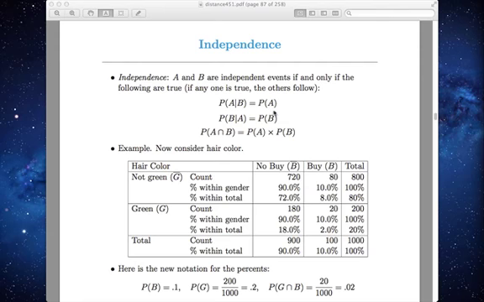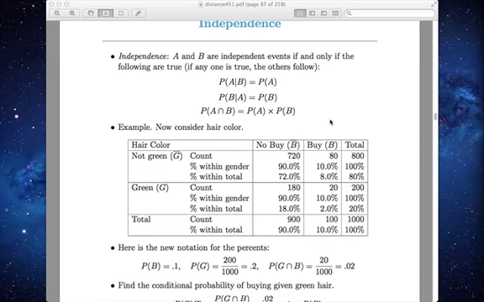Let me give you an example of this. So let's go back to my little population of 1,000 people, and we're going to break it out differently. So instead of breaking it out by men and women, let's say that some of the people in this population have green hair, and then the remaining people don't have green hair. So I'm going to say that 200 people out of the population have green hair, 800 don't. Now the other thing I'm going to tell you is that 20 people with green hair are buyers. 80 people without green hair are buyers.